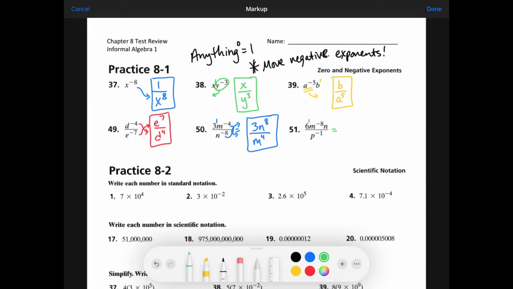51, 6 stays. M, it's going. N can stay. And then p needs to move.